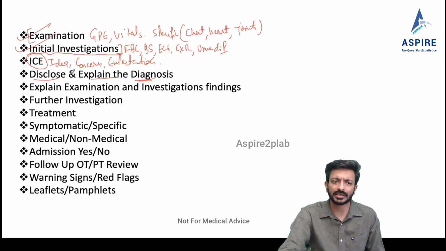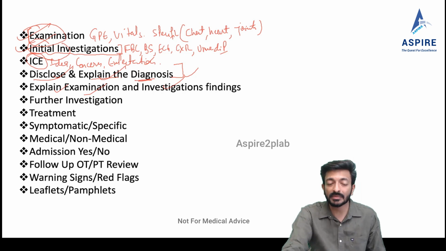Any station actually you can do ICE. After that, you can disclose and explain the diagnosis. On the basis of history, examination, and investigation, disclose your diagnosis. After that, you need to explain the examination and investigation findings. For example, the examiner has given you some examination finding and you have got some investigation finding as well. So after disclosing the diagnosis, you say that you have got a condition called, say anything, maybe giant cell arteritis, but how do you say how you are making the diagnosis?